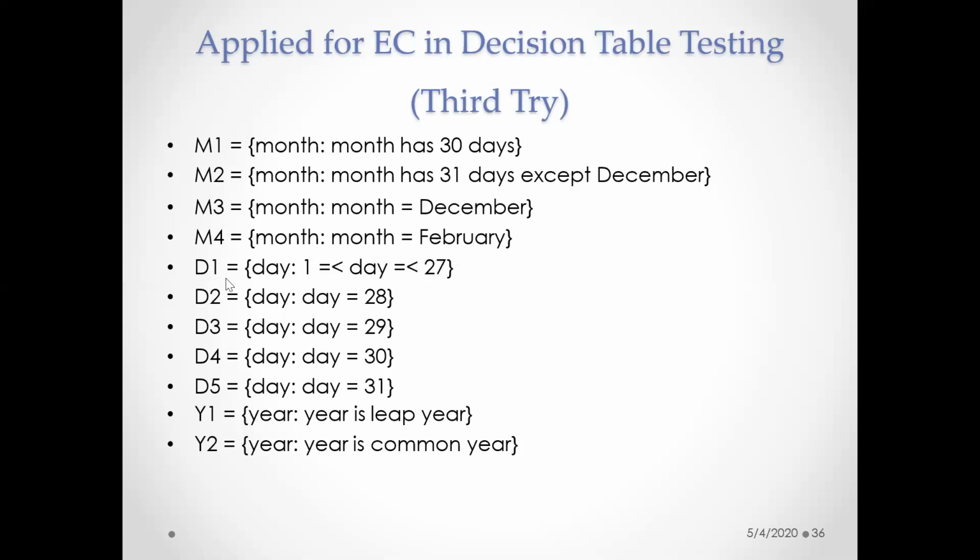With respect to days, D1 starts from 1 and ends with 27. D2 takes 28. D3 is 29. D4 is 30, and D5 is 31. The 31st day, if you are taking it, is a separate group. So 28 is a separate group, 29 is a separate group, 30 is a separate group, 31 is a separate group.